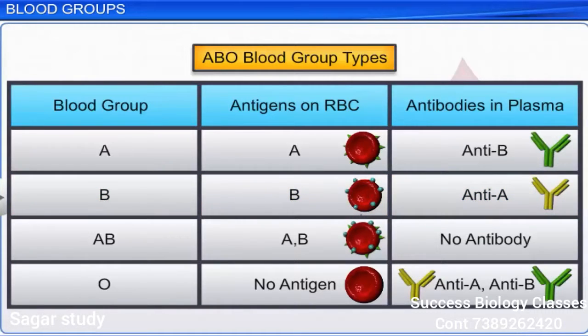Similarly, individuals with B blood group have B antigen, and hence the anti-A antibody is naturally present in them. On the other hand, individuals with AB blood group have both A and B antigens, and hence antibodies are absent in them. In the case of individuals with O blood group, antigens are absent, and hence both anti-A and anti-B antibodies are naturally present in them.